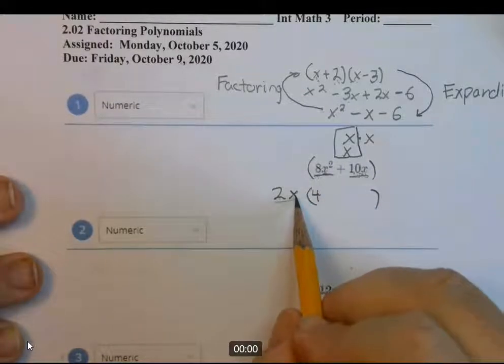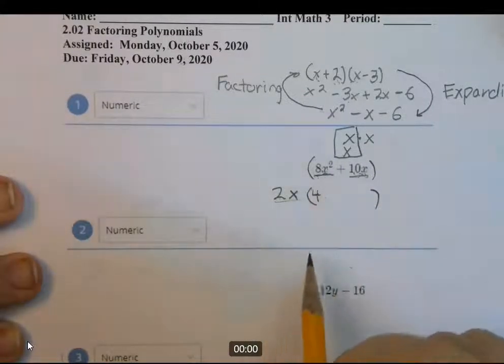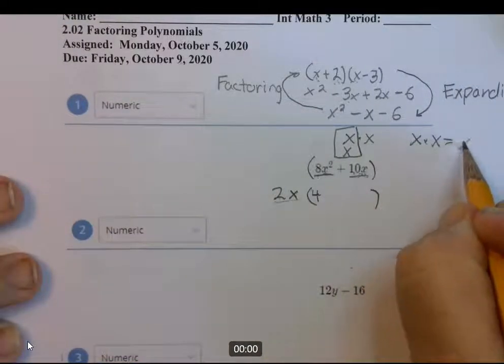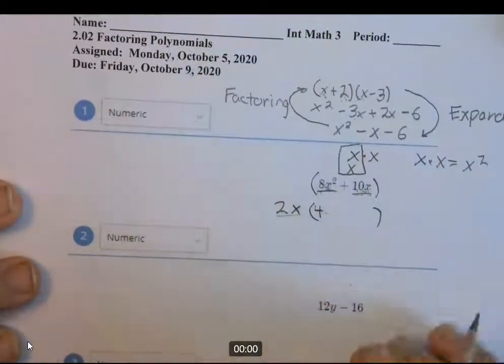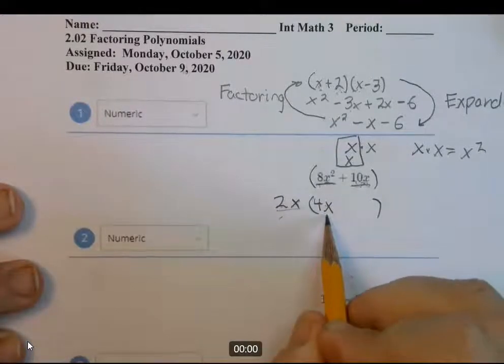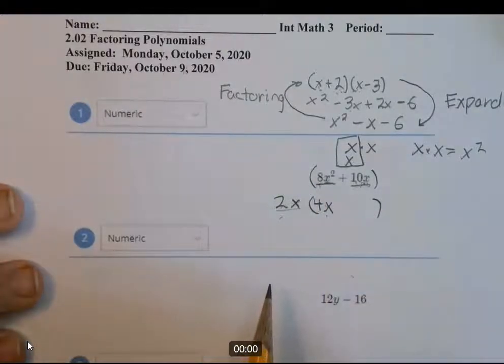Now what about the x? X times what would give you x squared? Well, x times x equals x squared. So x times x would give you x squared, so I'm going to put an x there. So 2x times 4x equals 8x squared.